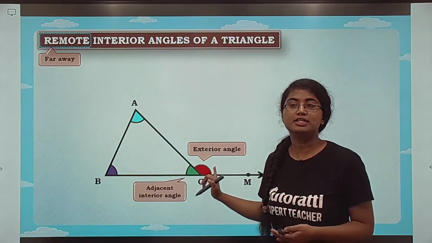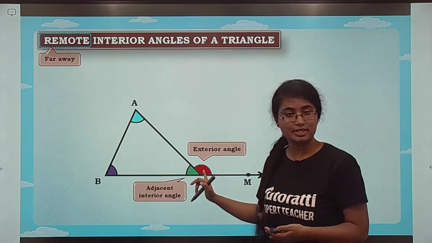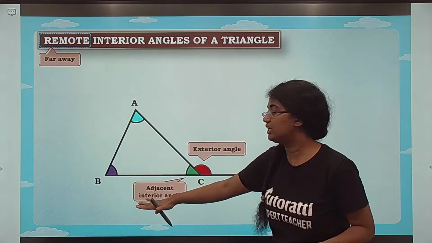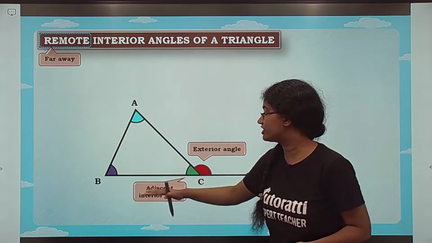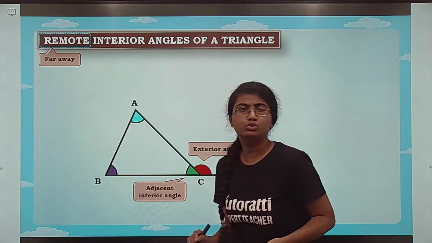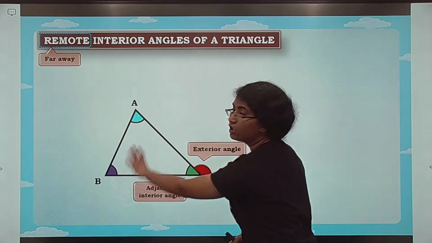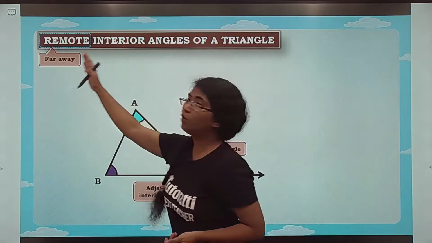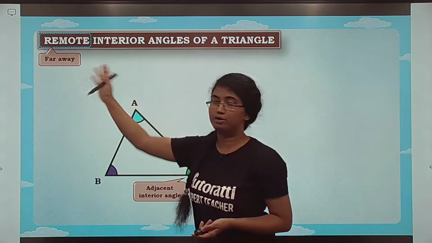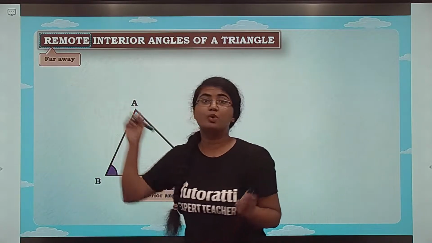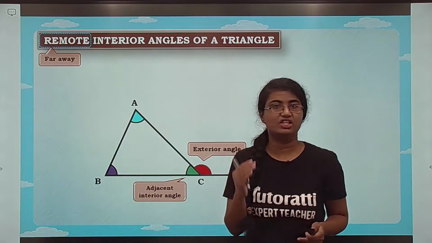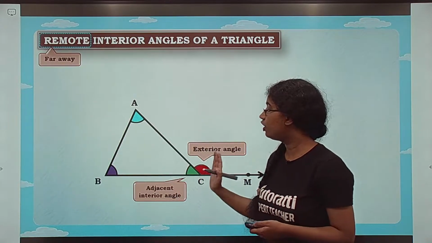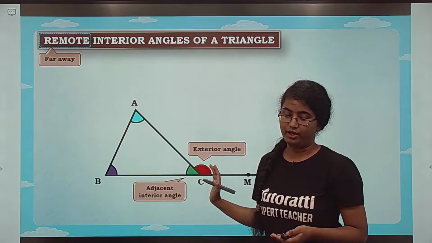Now here we know that this is an exterior angle, and the one that is adjacent to it is known as the adjacent interior angle. What about the rest of the two? Now understand this. These two angles are further away from your exterior angle. So these two are remote interior angles. This term is very important when we are going to be talking about the exterior angle theorem. So let's try to remember these terms. Remote interior angles are furthest from the exterior angle.